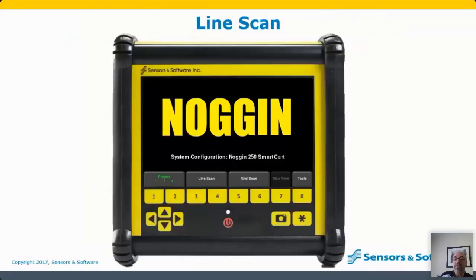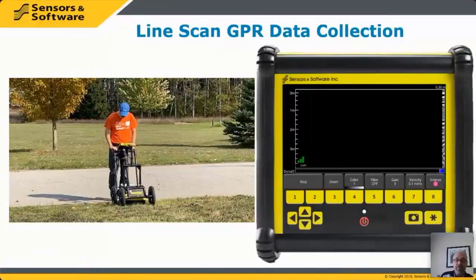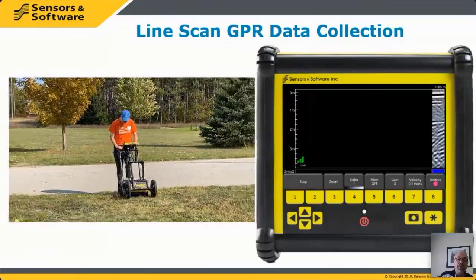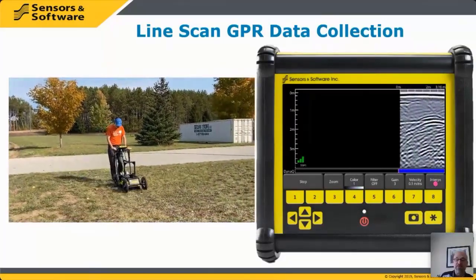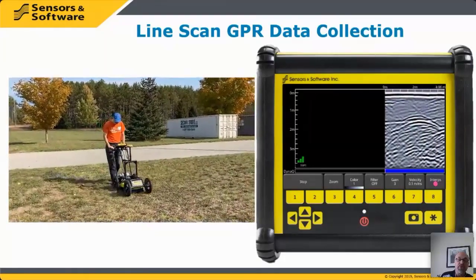All right, let's get everybody on the same page by briefly going through what I call line scan. Line scan data collection is what you're going to see when you turn on a GPR instrument. Usually there'll be some sort of way of collecting data, so we call it line scan, and there'll be a line scan button that you press. Here's a little video that shows somebody pushing the system along the ground and what's visible on the screen as they push it along the ground.